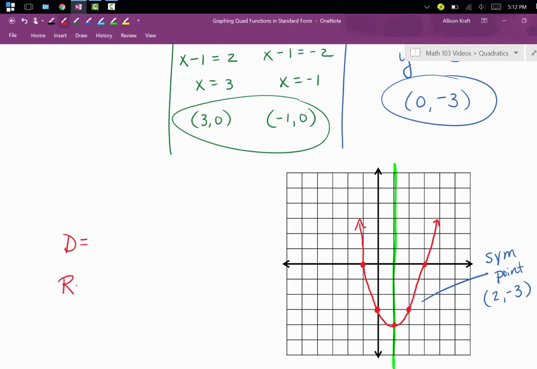We want to state the domain and range. The domain of any quadratic function is always -infinity to +infinity. The range for this example is going to be -4 included to +infinity.